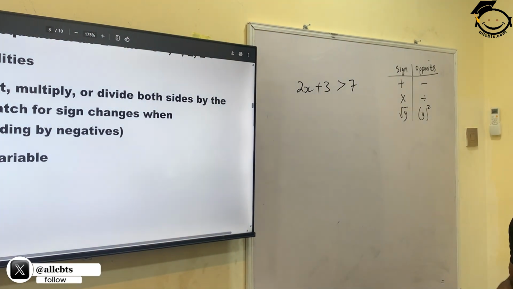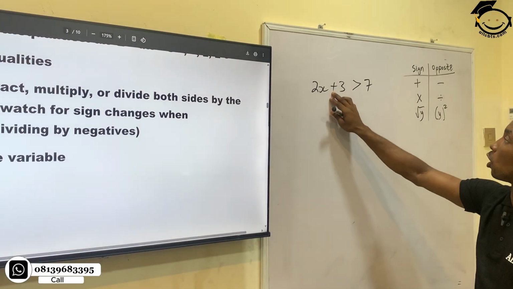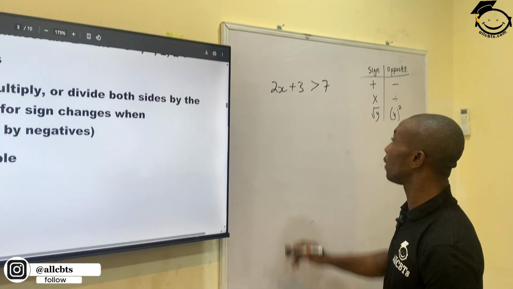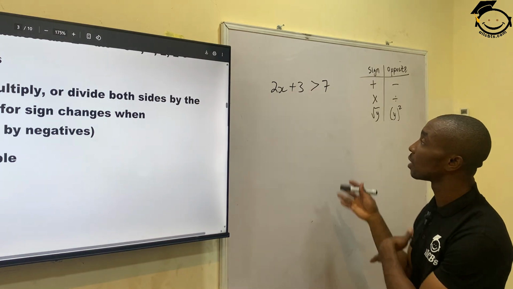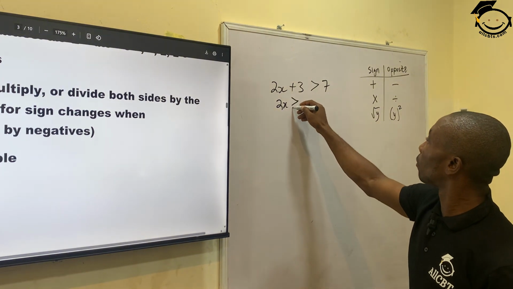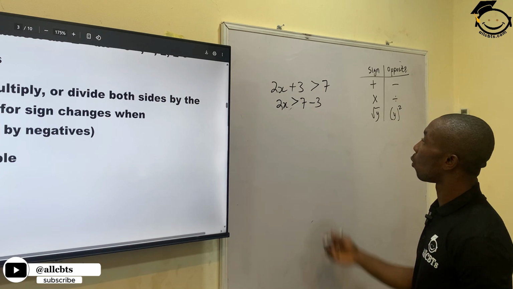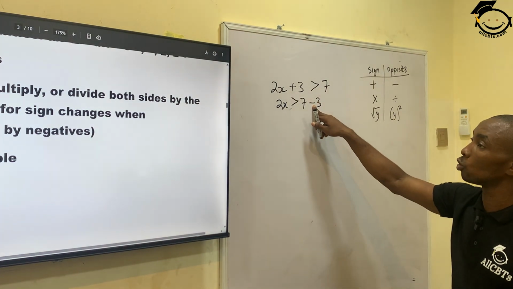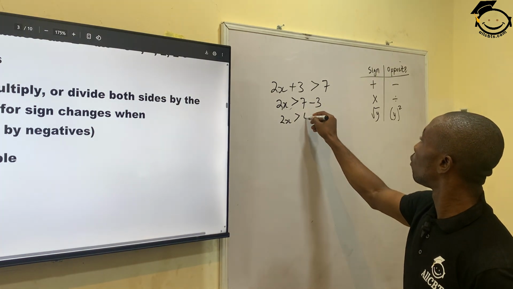you should be able to know whenever you're moving your signs over an equality sign, it changes. Okay, so for positive now, crossing over equality becomes negative. So this will become 2x greater than 7 minus 3. Why is it now minus? Because our positive has crossed over to turn to minus. So 2x greater than 4.